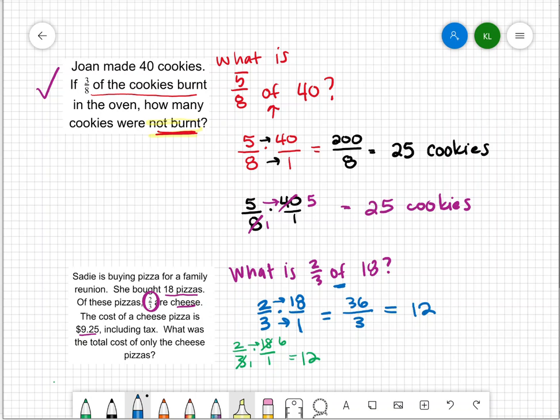Again, we need to answer the question though. So we want to know the total cost of these cheese pizzas. So if each pizza is $9.25, when I'm saying this word "each" again, it tells me in math to multiply. So that means I need to take 12 and multiply by 9.25. So if I take 12 and multiply by 9.25, I get $111. So that means that $111 is what the cheese pizzas cost.